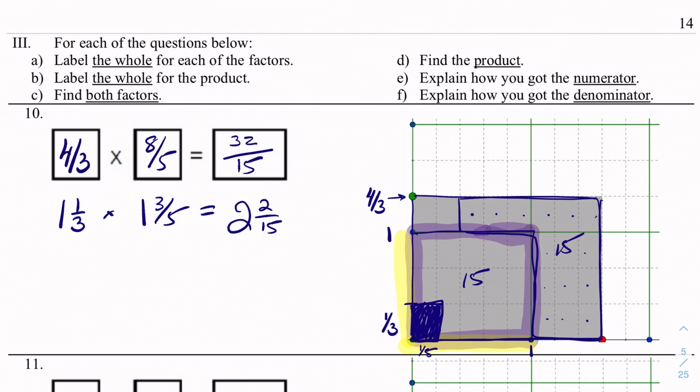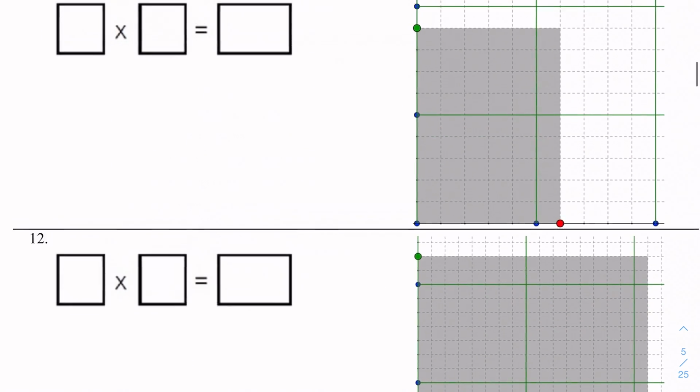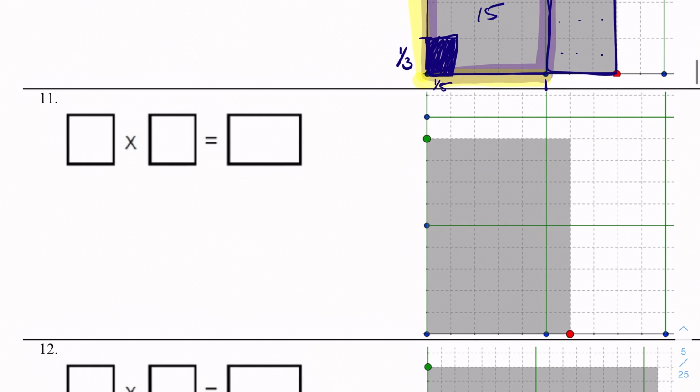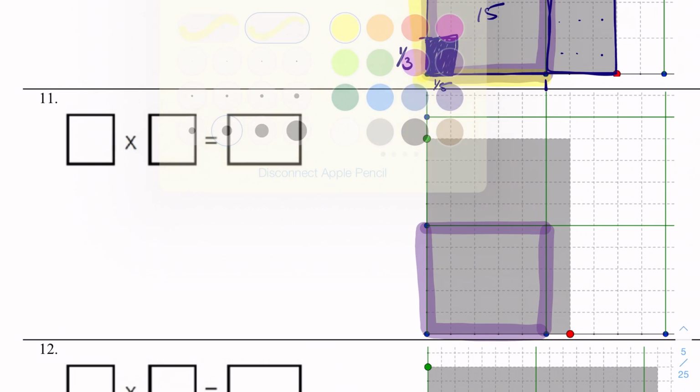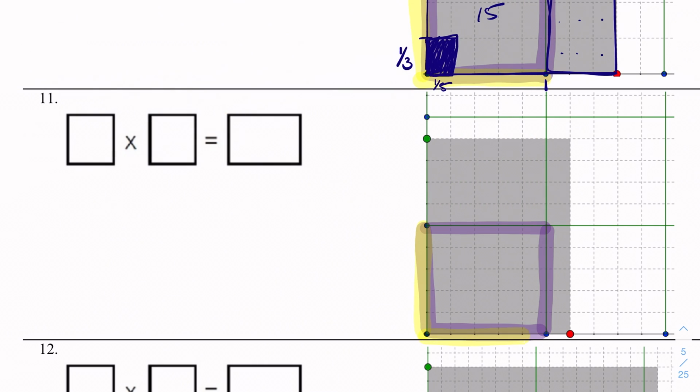Okay. Let's try one more and then I'll leave the last one to you. So 12. Again, let's identify the holes. So this is our area hole. And these are our dimensional holes.